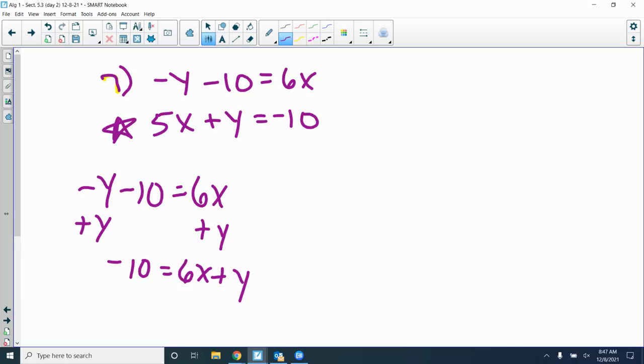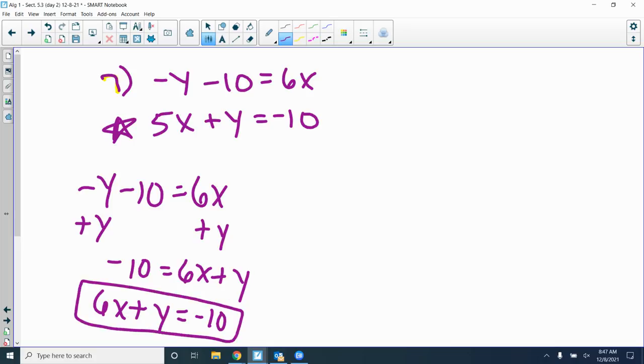Can I just flip this so it looks like this? I just switch sides with everything, right? So now I can do what? 6x plus y equals negative 10. Is everybody with me?